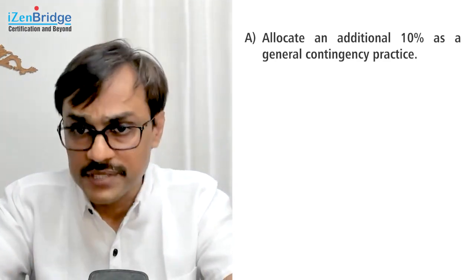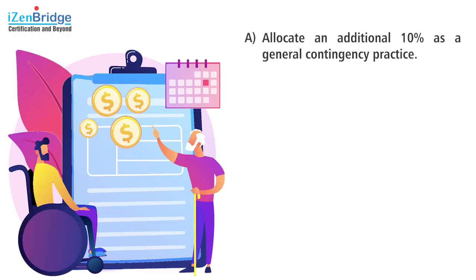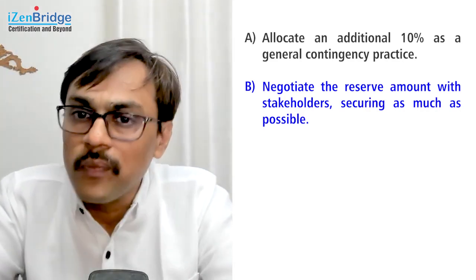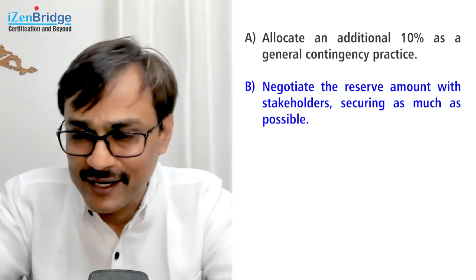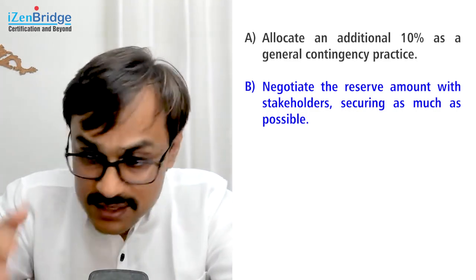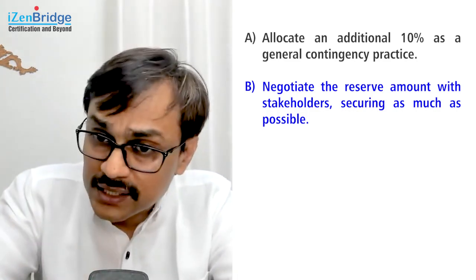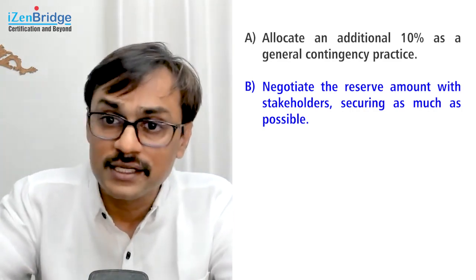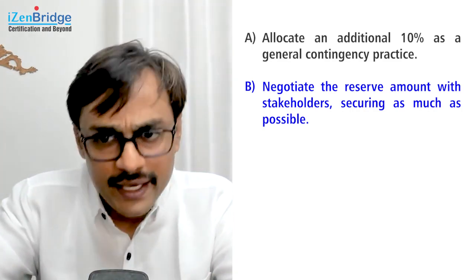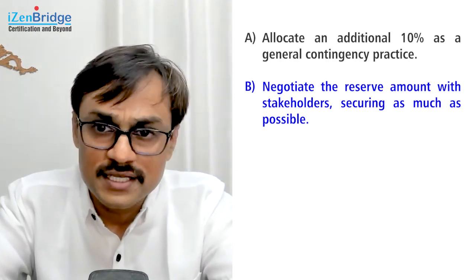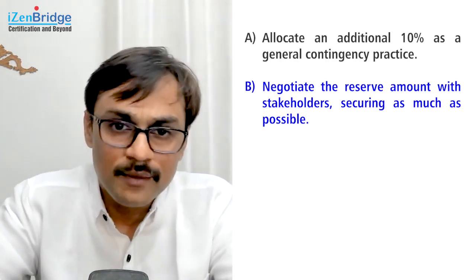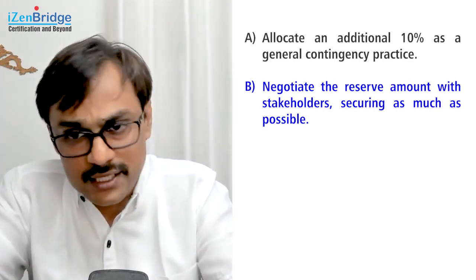We just keep option A a little bit aside. Option B, negotiate the reserve amount with your stakeholder, secure as much as possible. This is also a possible practice which happens in many organizations. You know that this is the estimate and I need to ask for some contingencies. I may start from 20% and then keep negotiating until my stakeholders don't agree. I adjust, negotiate, and probably we adjust wherever we find a possible acceptance level, but I try to add as much contingency as possible.